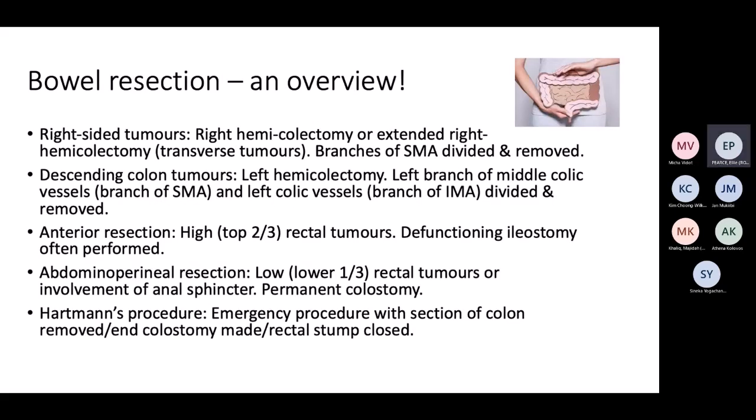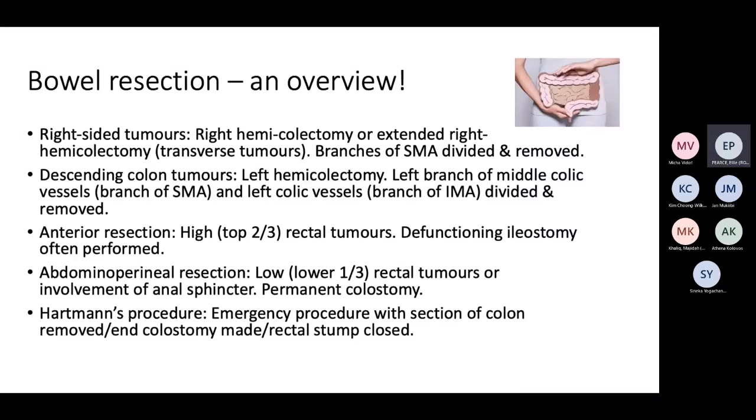And then just a broad overview of bowel resections. Obviously, you could do a whole lecture on this topic on its own. But for right-sided tumours, the general approach tends to be a right hemicolectomy, or it can be an extended operation if there's a transverse tumour, and branches of the SMA are divided and removed. For descending colon tumours, we do a left hemicolectomy. An anterior resection is done for high rectal tumours, so the top two thirds of the rectum, and often a defunctioning ileostomy is done to protect the bowel as it's healing, which can then be reversed in future.